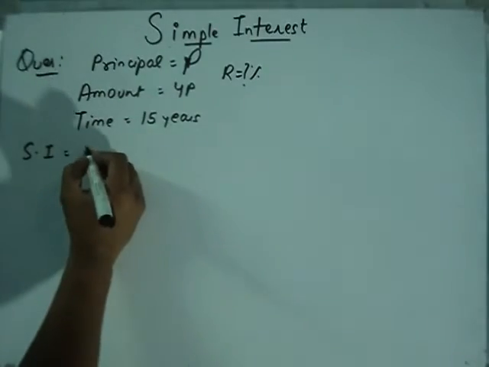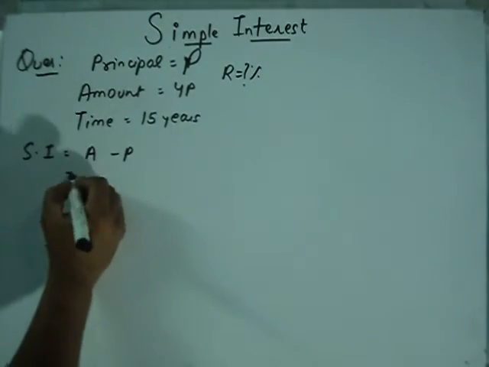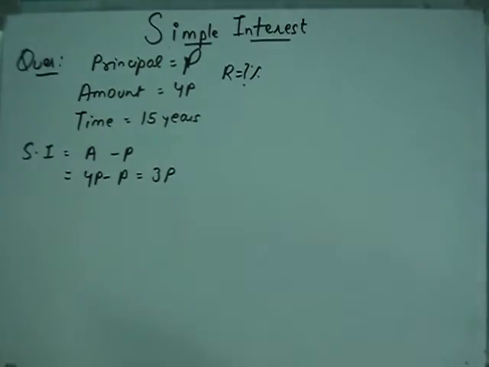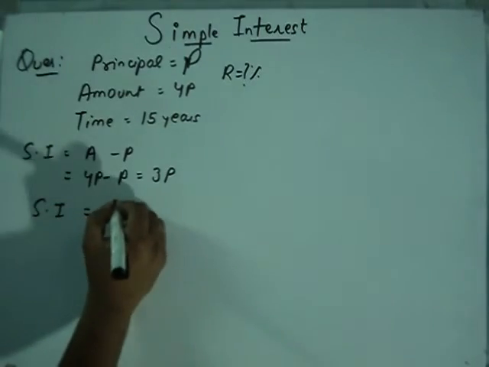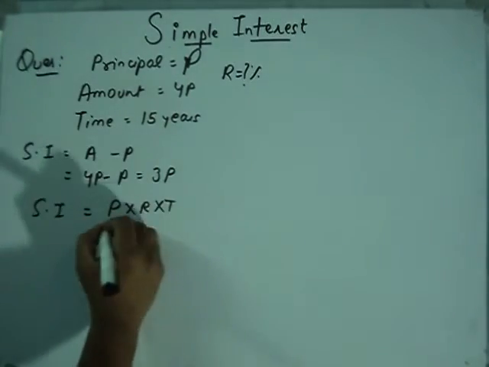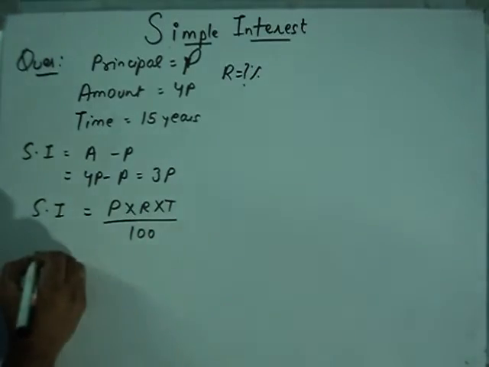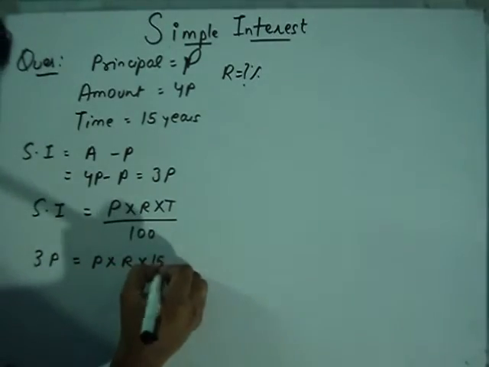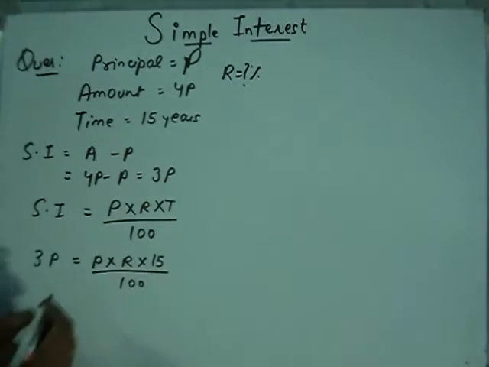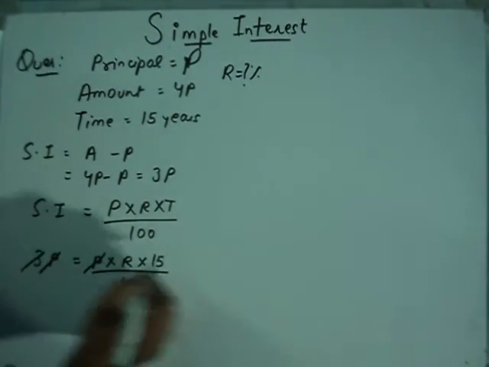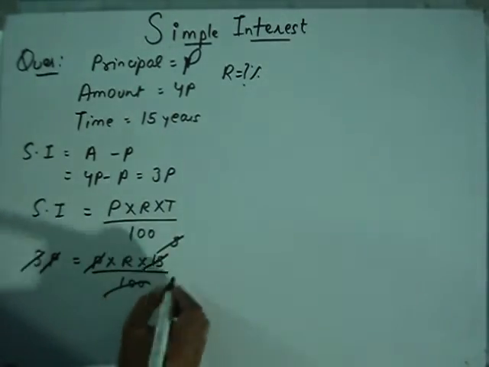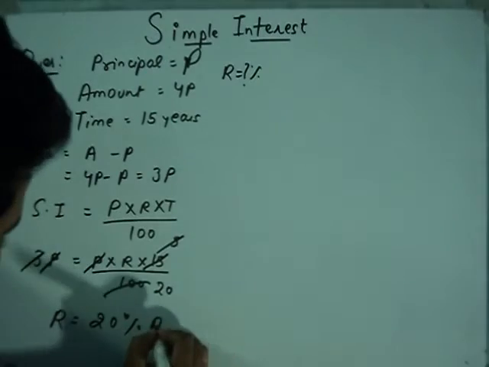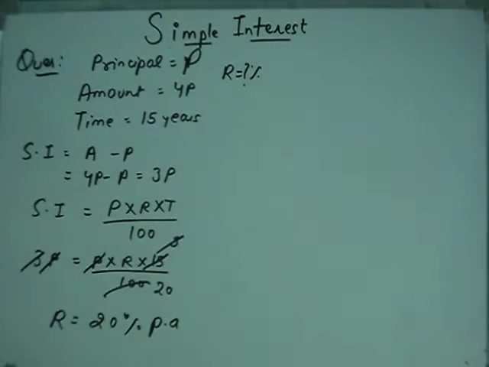By this we can use amount minus principal, that is 4P minus P, equals 3P. So SI is equal to P into R into T upon 100. So we have 3P equals P into R into 15 by 100. Here we can cancel this P, and this by 5 and this by 20. So our rate of interest is 20% per annum.